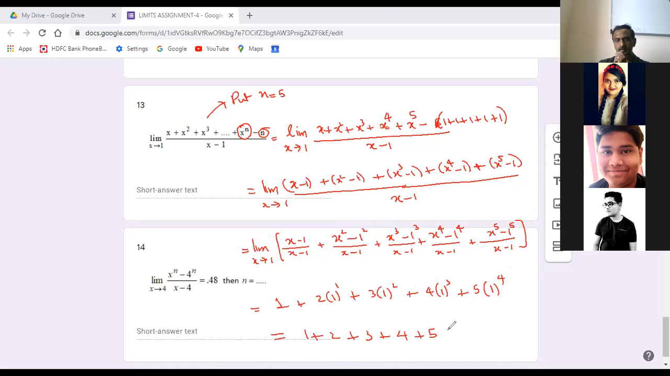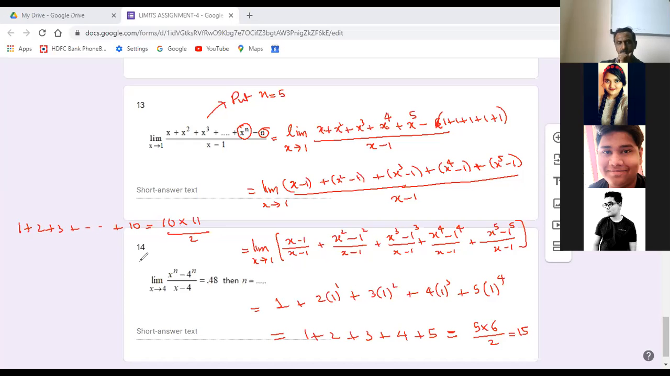You can add this. How to add this? There's a shortcut to add this. What is the last number? 5. Multiply with the next number and divide by 2. Check whether both are correct or wrong. Whenever I want to add natural numbers up to any number, let's say I want to add till 10, the last number is 10. Multiply with the next number, divide by 2.